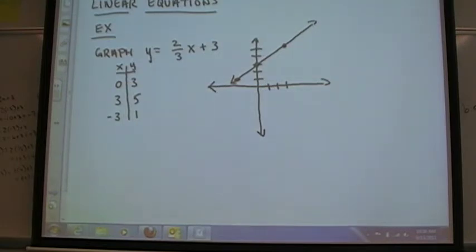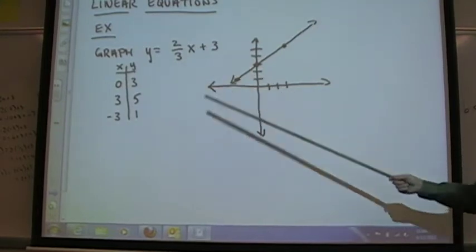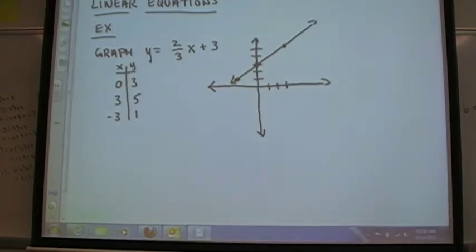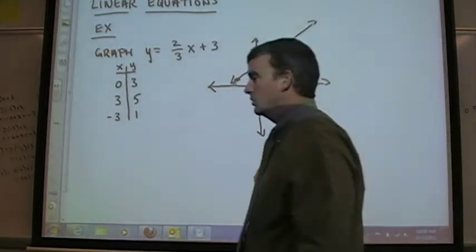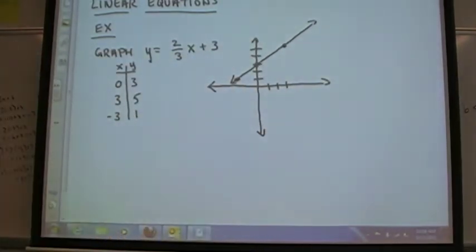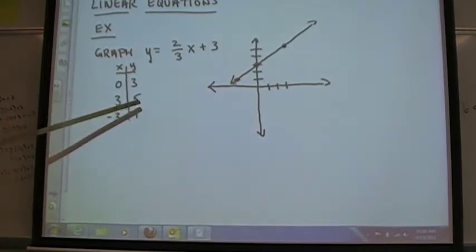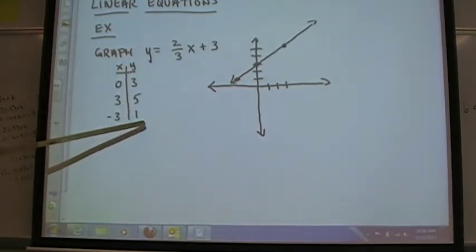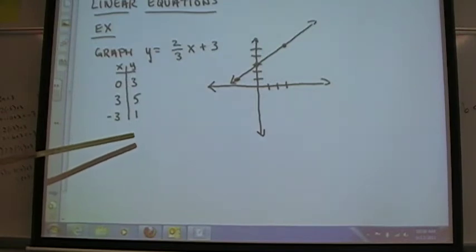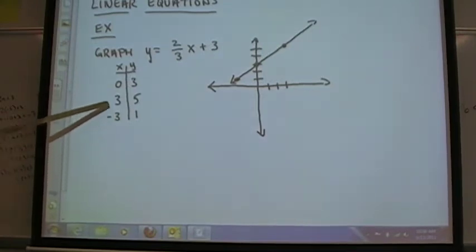How many points does it take to make a line? 2. All you need is 2. So in your table, here's the first example. Graph y equals 2/3 x plus 3 on a coordinate plane. So in your table, you can choose whatever value you want for x and then solve for y. The easiest values I saw for x were 0 and 3. And we added a third point. You don't need this third point because we just said it only takes 2 points to make a line.